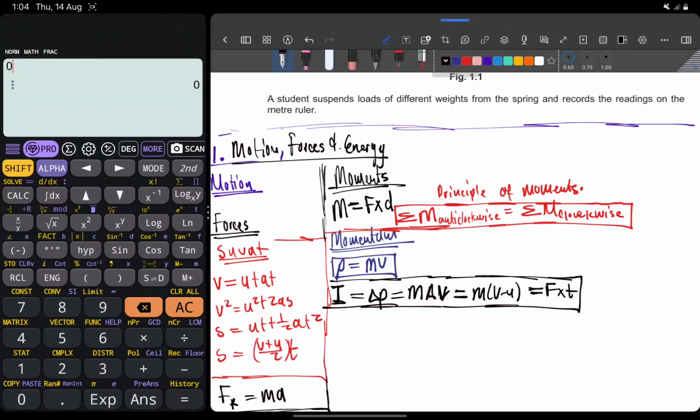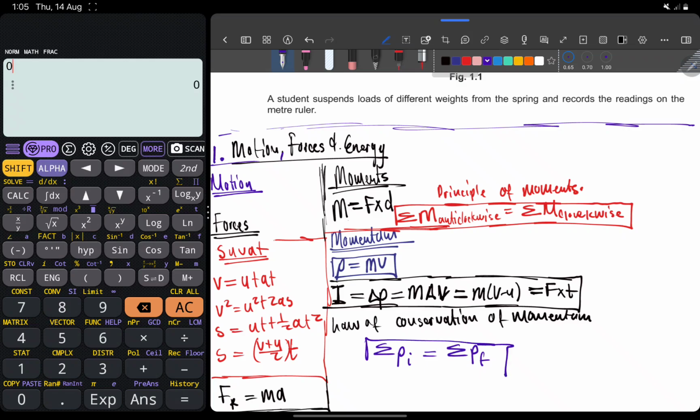Are we together? And then we've seen momentum, and we have the law of conservation of momentum. We also should know that one. It says that if you have a closed collision, meaning you have two things colliding, coming together, and there are no external forces acting, then the sum of the momentum before collision, the initial momentum, is equal to the sum of the final momentum, which is the momentum after collision. Do not forget this, come on.